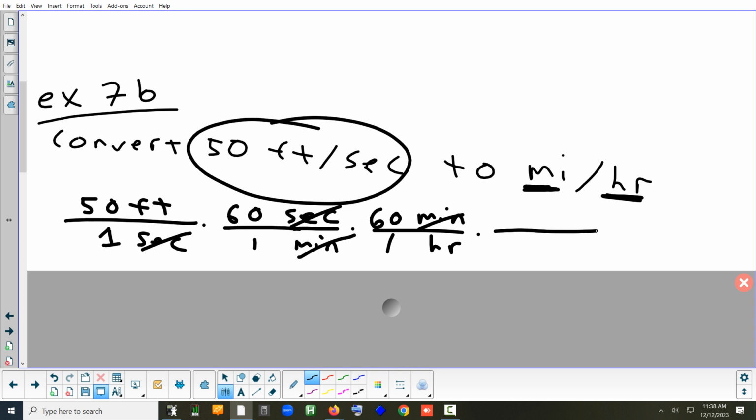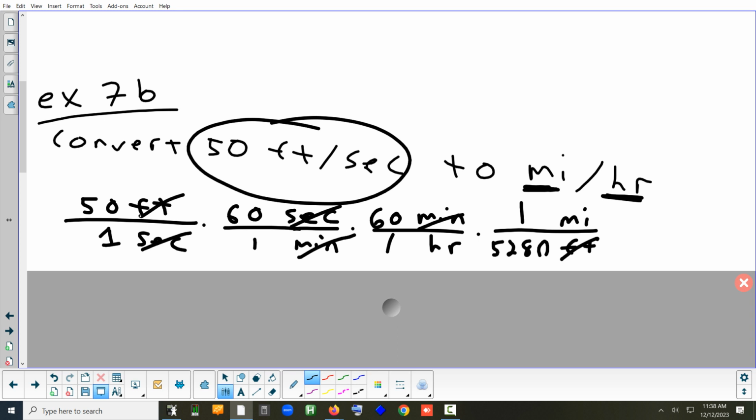So the next conversion is going to involve feet and miles. Even if you don't remember how many feet in a mile, you should know where feet is going to go. We're trying to get rid of it, so feet has to go in the bottom, miles in the top. Now you need the numbers. What's the connection between feet and a mile? 5,280 feet in 1 mile. Feet in the bottom, feet in the top.